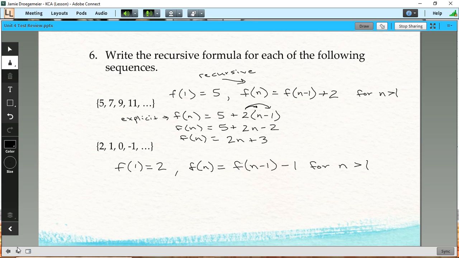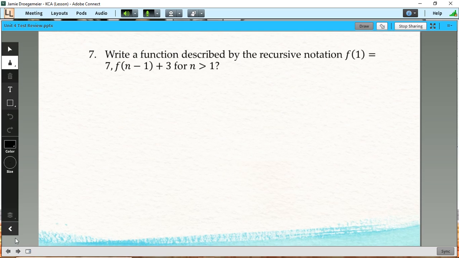All right, then moving on to number 7. Here we want to write a function that's described by this recursive notation. So we're going to go from recursive to an explicit function. So f of 1 is 7, f of n is f of n minus 1 plus 3 for n values that are greater than 1. So that plus 3 at the end, that is what we call our common difference in our sequence.